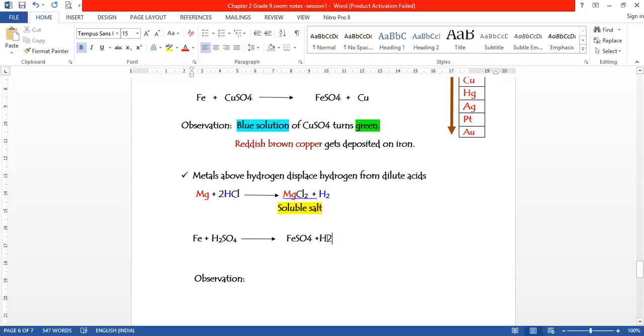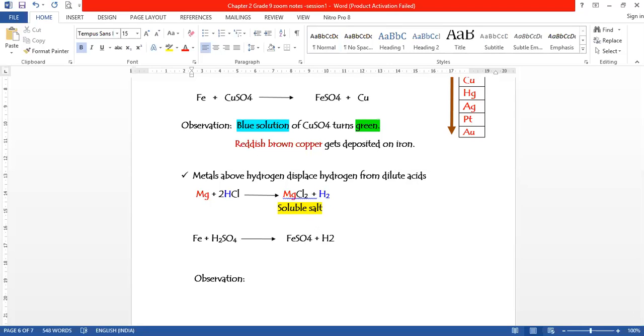Now, there are two observations for this type of reaction. The first observation is obviously production of hydrogen. We have studied in the chapter on hydrogen in grade 8, when hydrogen is produced, you can see a lot of bubbles being formed. That is one observation. Bubbles are formed, or you can write effervescence is seen. That is one observation whenever hydrogen is evolved.